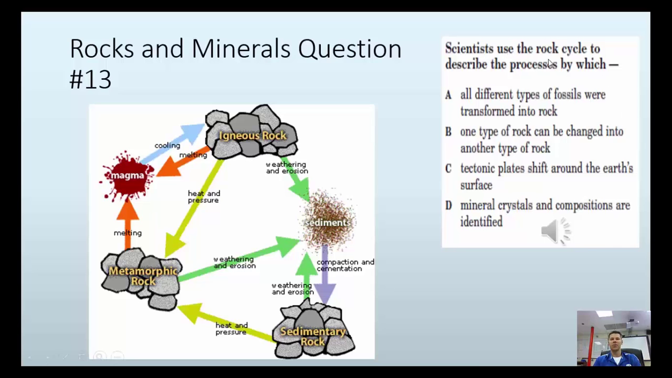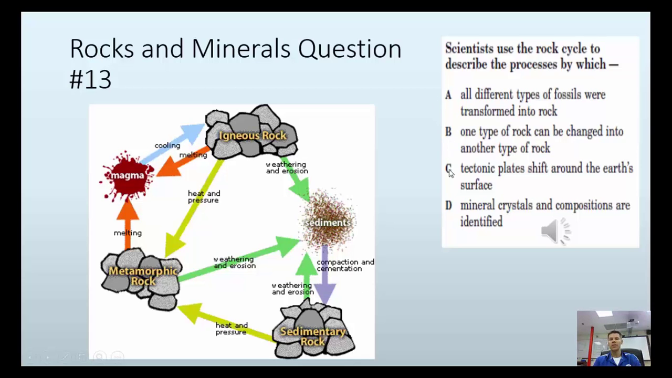Scientists use the rock cycle to describe the processes by which, well, what's the rock cycle? The rock cycle is transforming a rock from an igneous rock to a sedimentary rock through processes such as weathering and erosion, sedimentation, compaction, cementation. It's taking a sedimentary rock and heating and pressurizing it and turning it into a metamorphic rock. Taking a metamorphic rock and subducting it into the Earth's crust and having it melt into magma, and then that can cool and turn back into an igneous rock, and then this goes around and around and around.